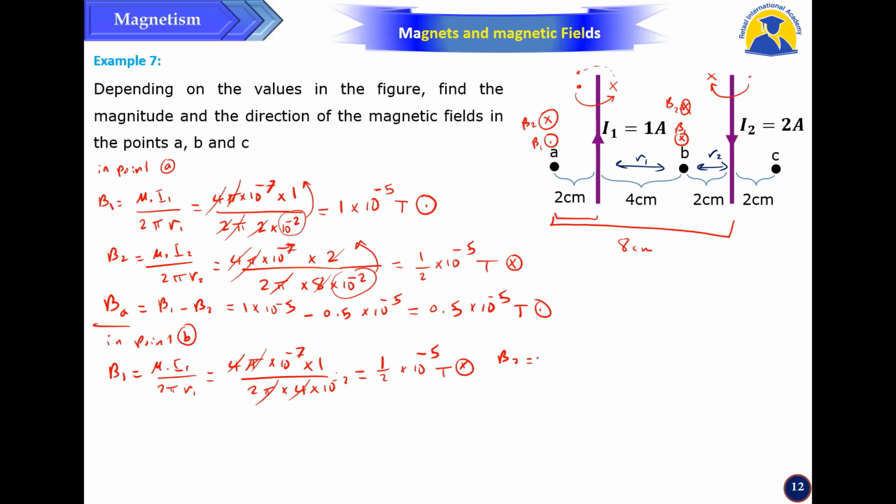B2 will equal mu 0 I2 divided by 2 pi R2. It will be 4 multiplied by pi 10 power minus 7. I2 is 2 ampere divided by 2 pi multiplied by the distance, which is 2 centimeter. Pi with pi cancel. 2 multiplied by 2 is 4. So the answer will be 1 multiplied. Sorry, we still have 2. So the answer will be 2 multiplied by 10 power minus 5 Tesla. Also the direction is X.